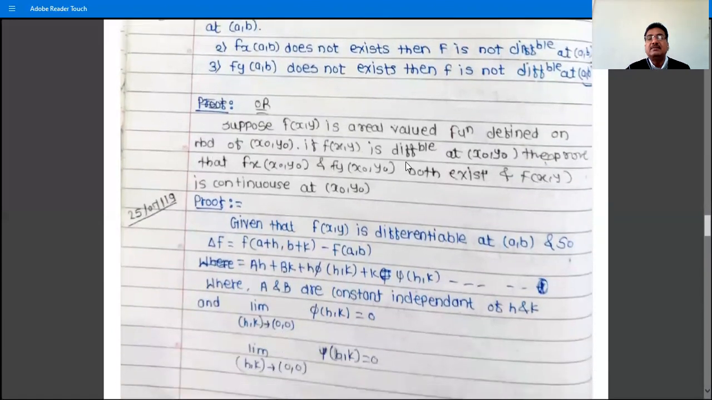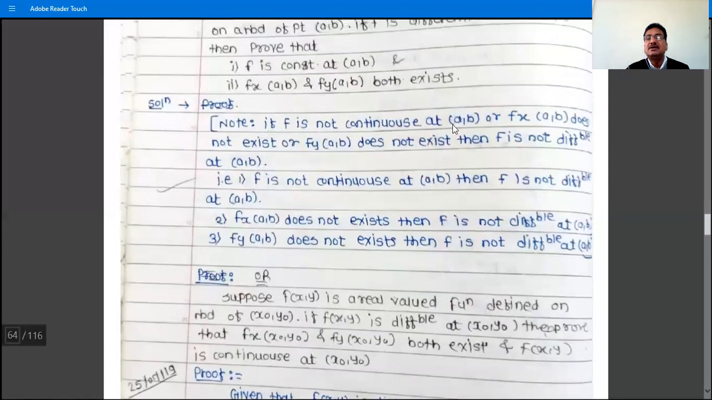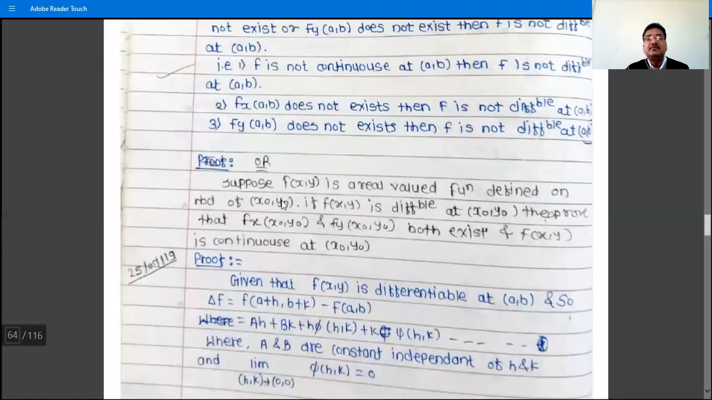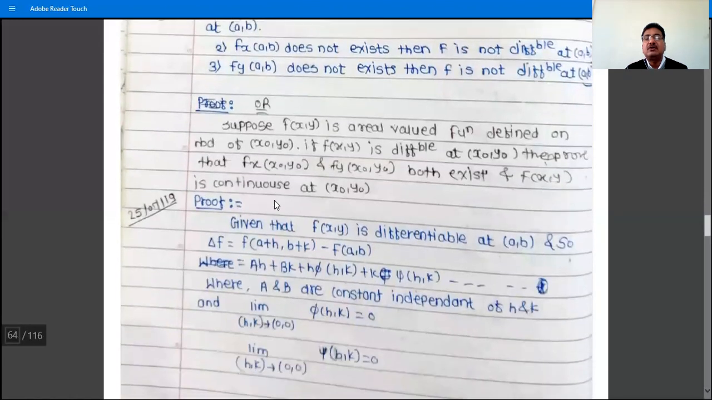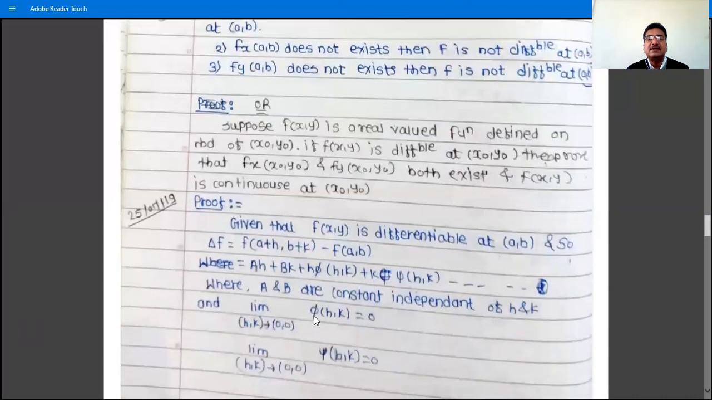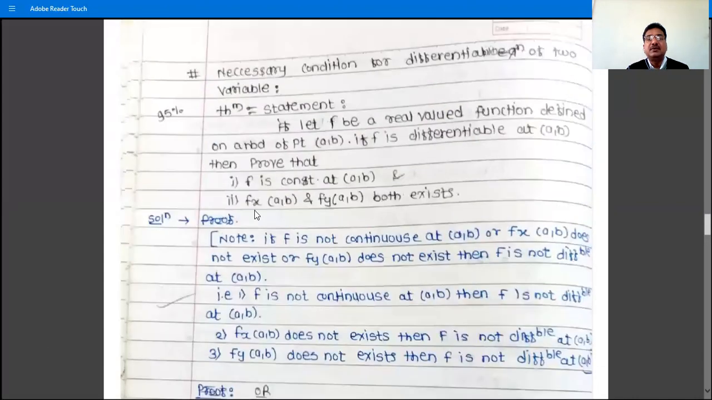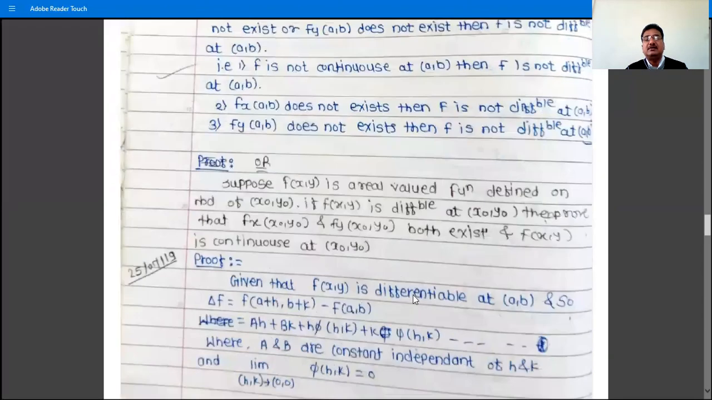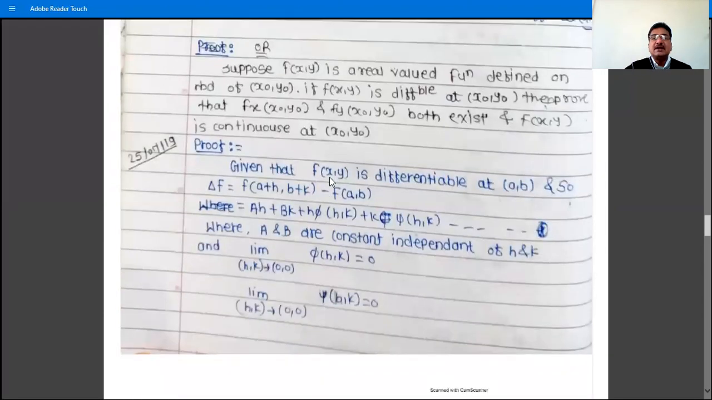We are given that the function, this is another form of the theorem. Instead of a and b, sometimes the point is denoted by x naught, y naught. So given that the function f(x,y) is differentiable at (a,b). This is our assumption, and what we have to show is that the function is continuous at (a,b) and the partial derivatives f_x(a,b) and f_y(a,b) both exist.